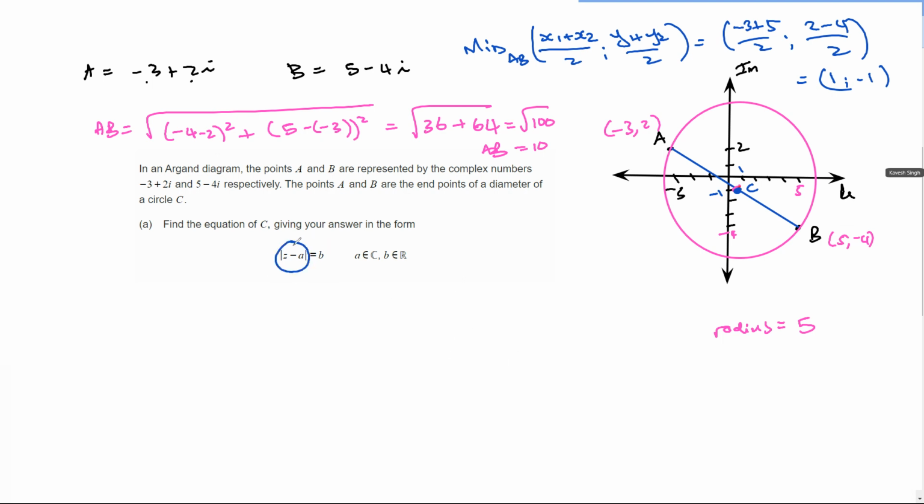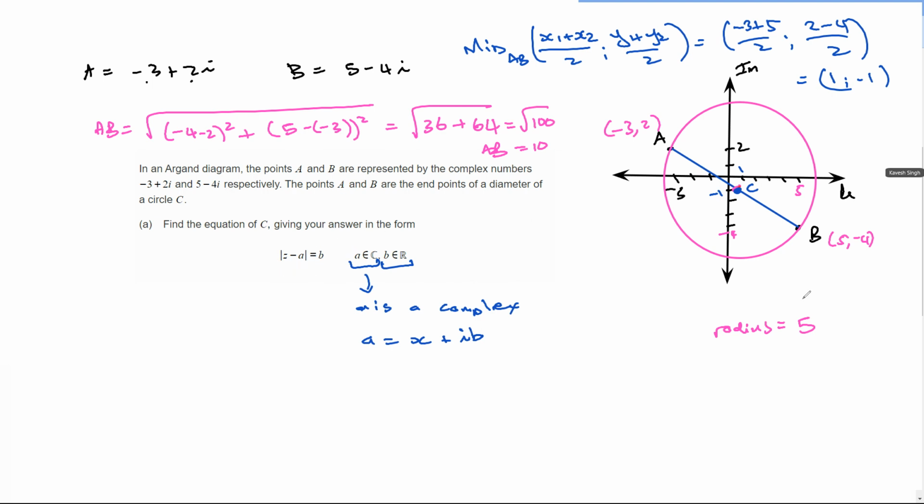Now, firstly, this is the modulus of z minus a, where a is a complex number. Over here, you can see it says there, a is a complex number. So that means that a will be represented by x plus iy. And on that same note, we can see that b is also a real number. And this over here, z minus this, the magnitude of this must come to b.